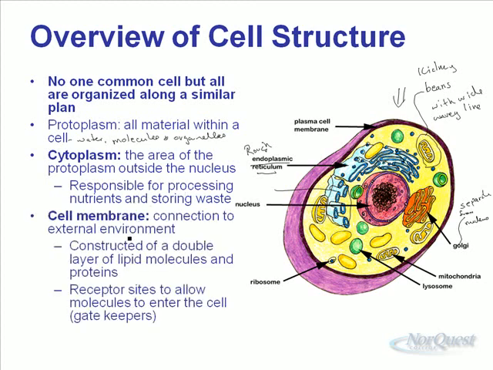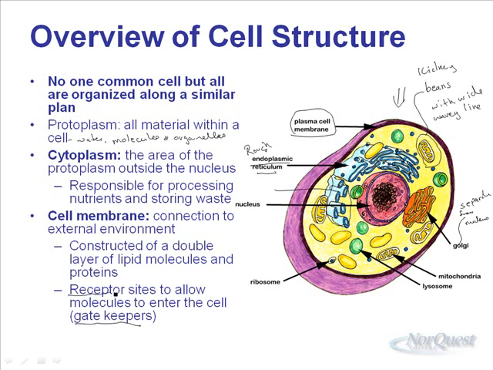The cell membrane is connected to the external environment. So the cell membrane in this picture, plasma membrane, plasma cell membrane, here we go. It's this purpley pink color all along the outside of our cell. And that's what keeps the inside of the cell separated from its environment. Very important, as it is a gatekeeper.